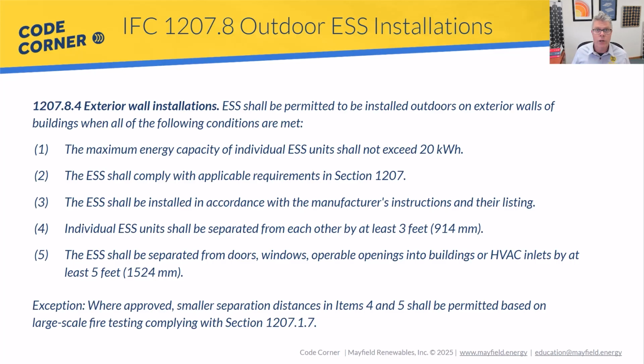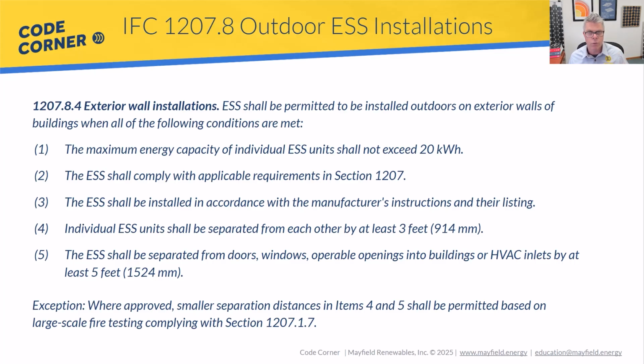But keep in mind, we also have a reduced energy storage value, the 20 kilowatt hour unit value. So that's been reduced as well. But it's a little bit more than what the residential is. The residential is a 3-foot separation from those windows and doors. So we have 5 feet in this application that we have to comply with in order to mount these on the exterior walls. And now, of course, the exceptions.